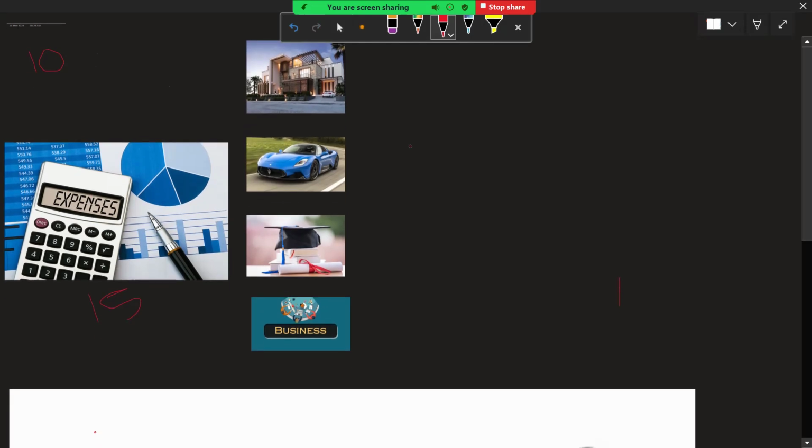Just for the sake of simplicity, I have taken the four major expenses. Let's assume for a house, I want to incur 5 crore rupees, for a car 3 crore rupees, for education 1 CR, and for business 6 CR.